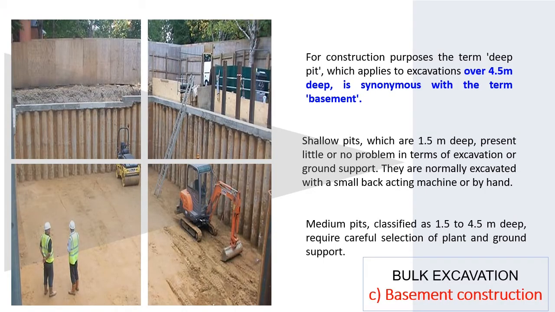We need to classify deep versus shallow versus medium excavation. For construction purposes, the term deep pit, which applies to excavation over 4.5 meters deep, is synonymous with the term basement. Shallow pits, 1.5 meters deep, present little or no problem in terms of excavation or ground support. They are normally excavated with a small back-acting machine or by hand. Medium pits, however, classified as 1.5 to 4.5 meters deep, require careful selection of plant and ground support.